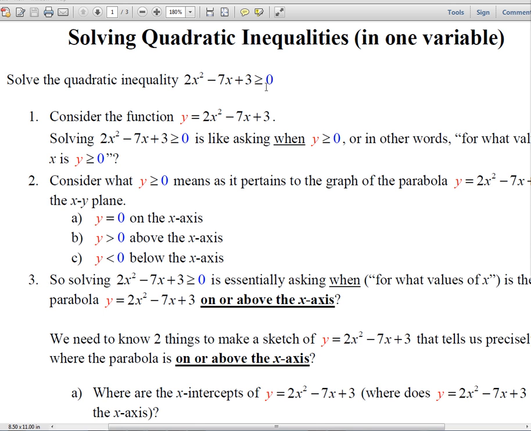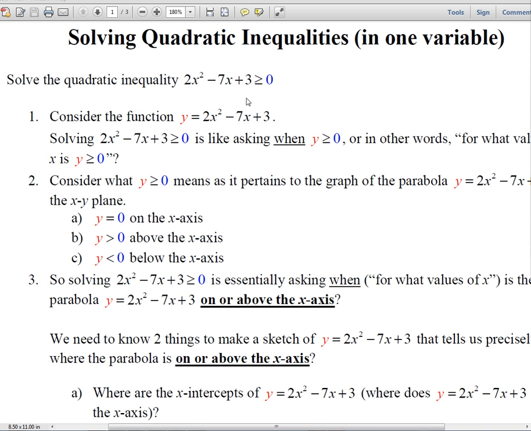If we want to solve the quadratic inequality 2x squared minus 7x plus 3 is greater than or equal to 0. If you can't see this real well, it's on that sheet I gave you. So we want to find the x values. Like always, when we're solving an inequality, we want to find all the x values that are going to make the expression 2x squared minus 7x plus 3 greater than or equal to 0.